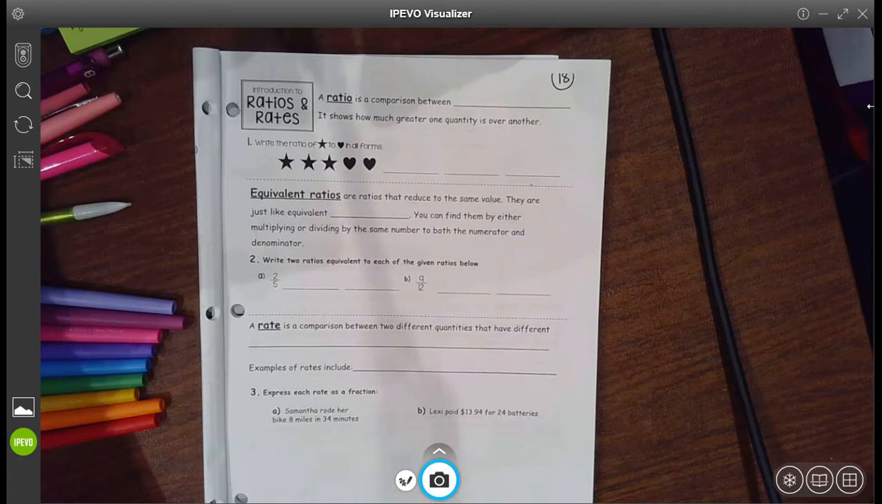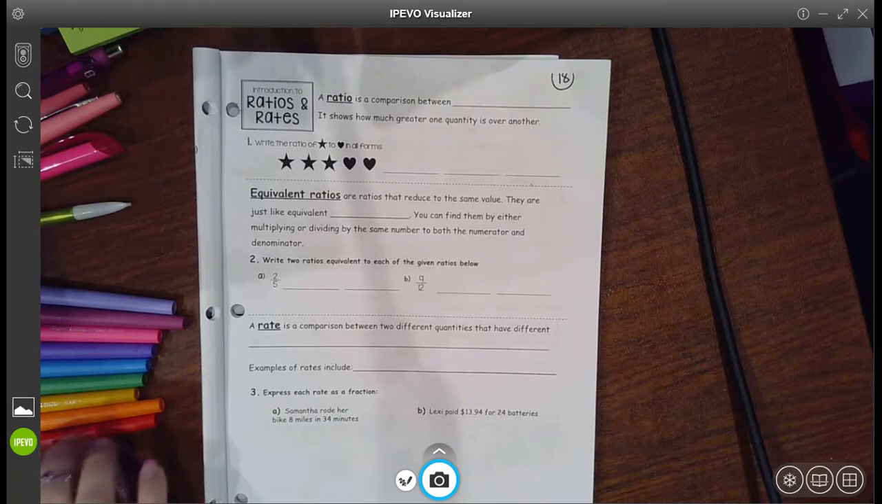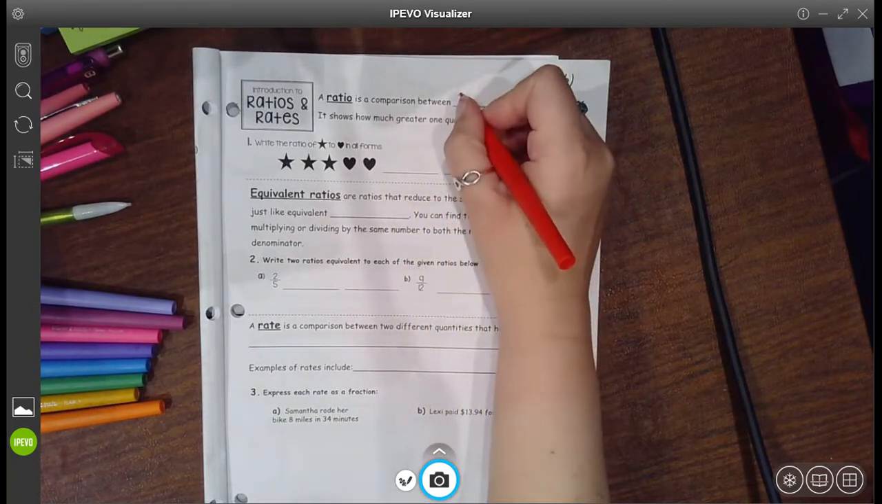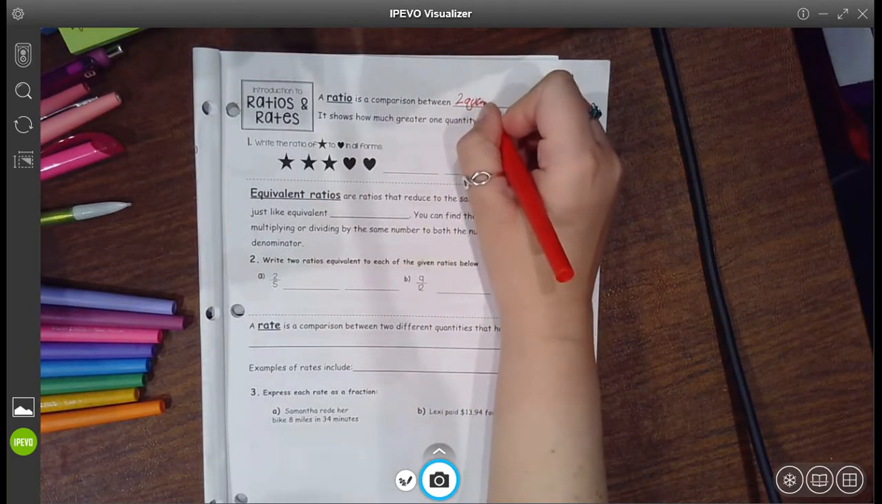Hello, my little mathematicians. Today we're going to review ratios and rates. So let's go ahead and get started up at the top, and we'll define the definition of a ratio. Remember that a ratio is a comparison between two quantities or things.